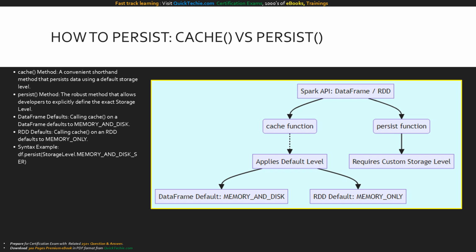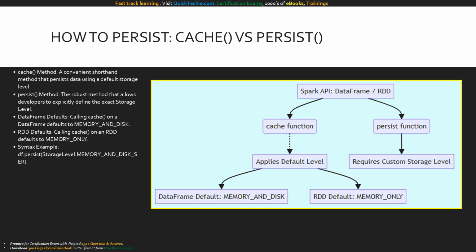But what if you want granular control over your hardware? That's exactly where persist comes in. Passing a specific storage level to persist allows you to explicitly define exactly how and where your data should be stored across the cluster components. Remember the golden rule we discussed earlier: both of these methods are purely lazy.